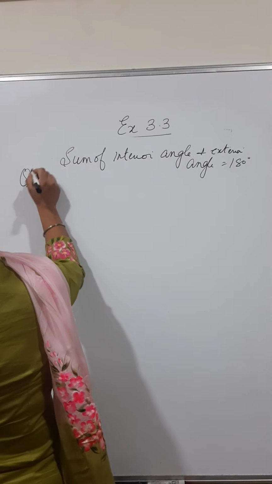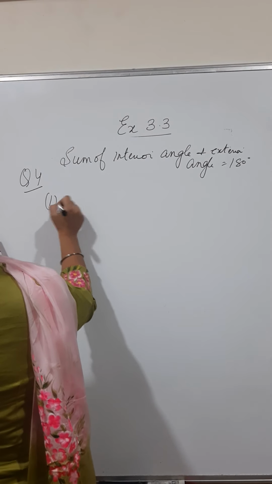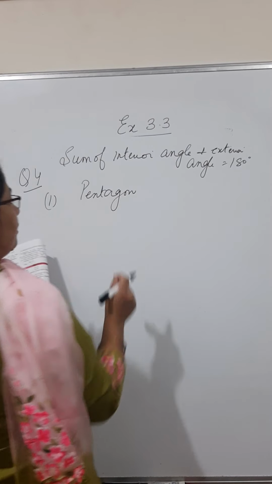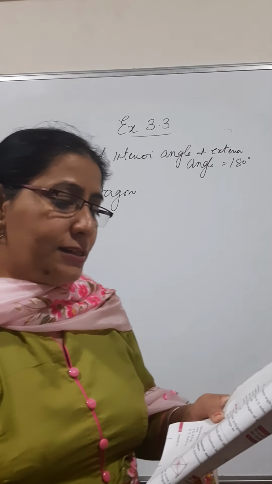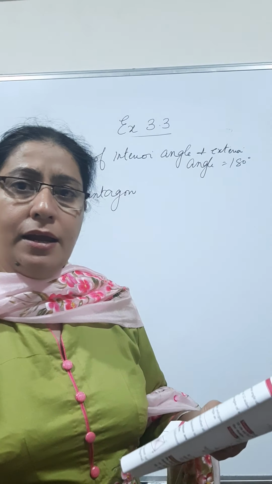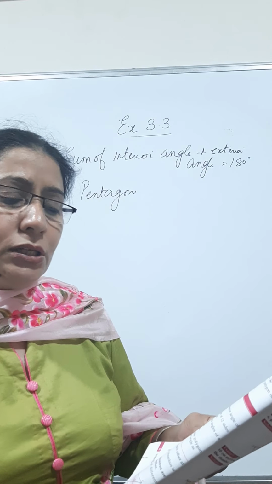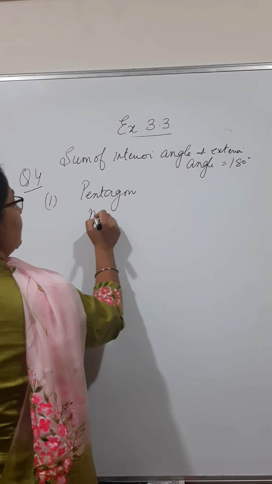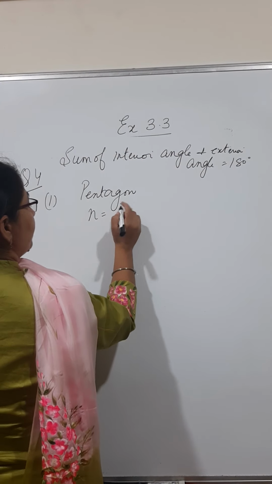So in question number 4, what is given to me? I am given a figure which is a pentagon. Now a pentagon is a figure of 5 sides. If it is a hexagon, it is of 6 sides. If it is an octagon, it is of 8 sides. So pentagon means how many sides are there? n is equal to 5.